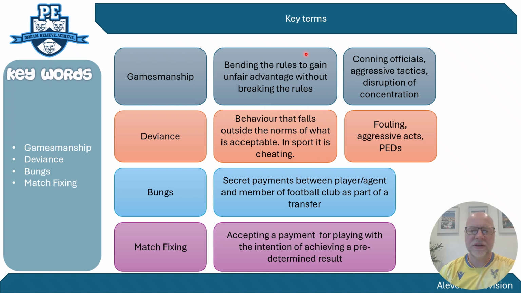Now, you need to know, obviously, the definitions, and you need to know an applied example. So gamesmanship would be things like trying to fool or con the officials. It might be overly aggressive tactics or just trying to disrupt someone's concentration throughout a game. So, like sledging in cricket might be an example that you could use. Foul play is deviance. Anything to do with fouling someone is an example of deviance. An aggressive act, like I mentioned earlier, about punching someone in a sport where it's not allowed.